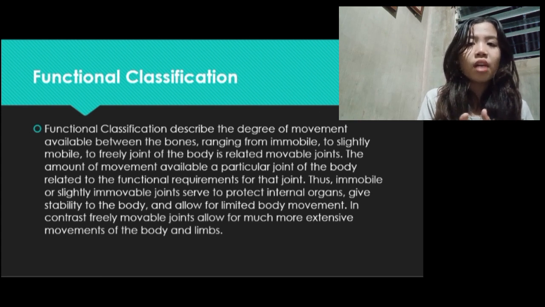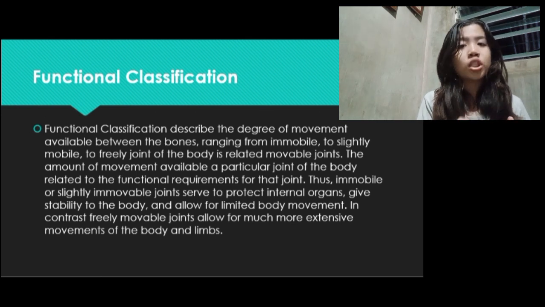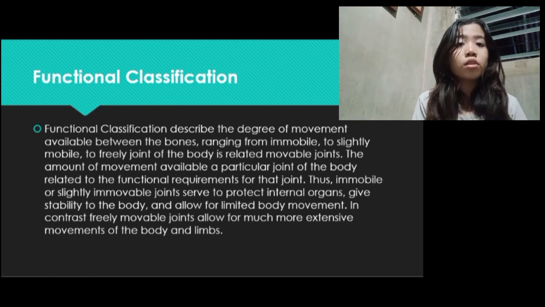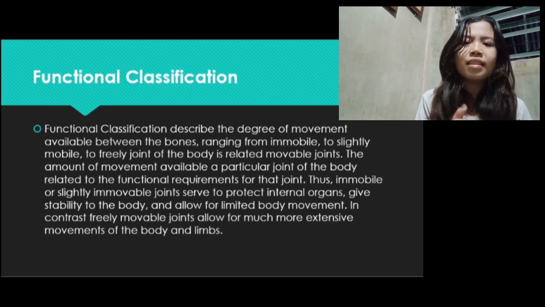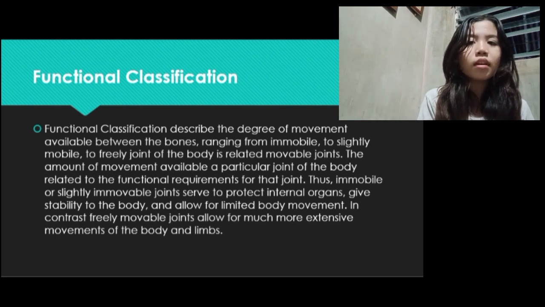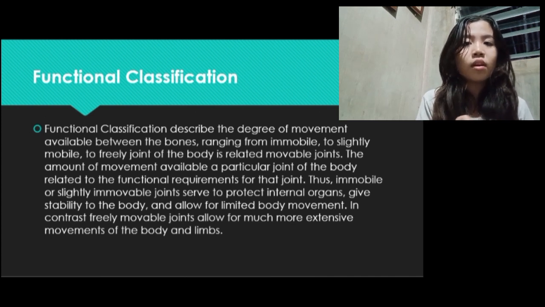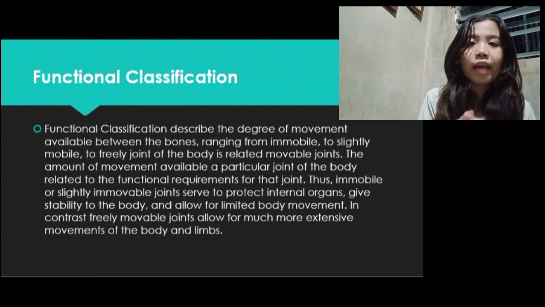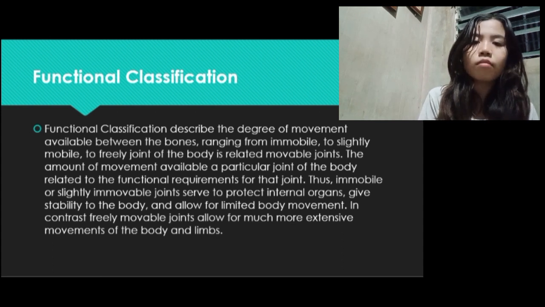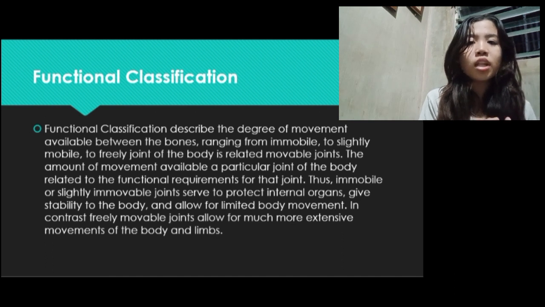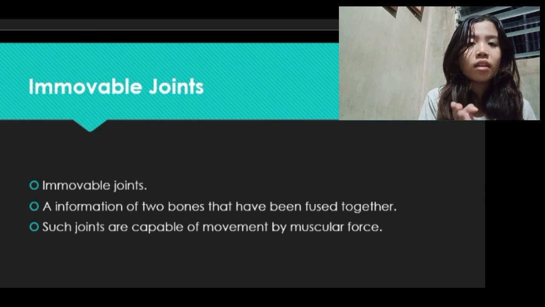Diarthrosis. These are freely movable joints that provide a wide range of motion. They are the most common type of joint in the body and include joints like the elbow, knee, and shoulder. These joints have a cavity filled with synovial fluid which helps reduce friction and so allows for smooth movements. So the functional classification of joints is all about the balance between mobility and stability depending on the needs of the body.